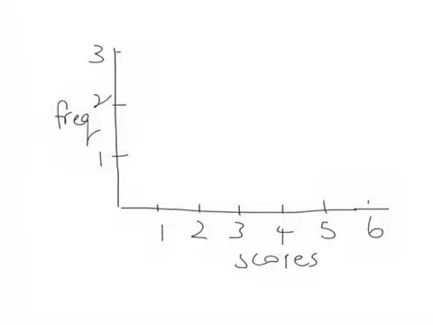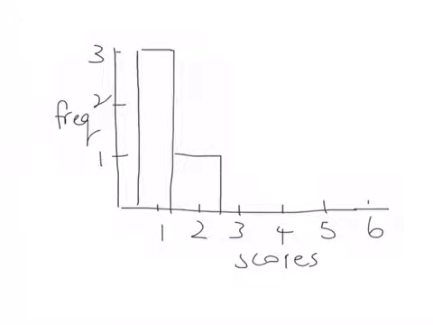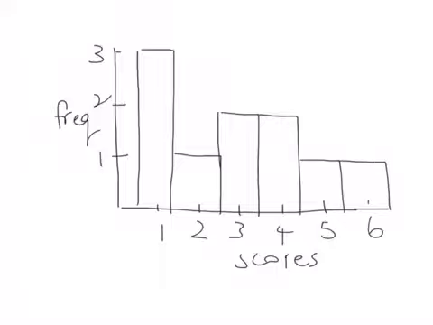Okay, and then my columns straddle those numbers. So because there are 3 1s, my first column goes there. Then there's only 1 2. Then there are 2 3s. And then there are 2 4s. There's only 1 5 and 1 6. Realising that I should be using a ruler and all the columns should be the same width.